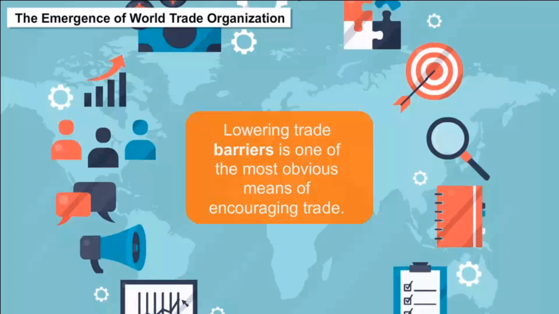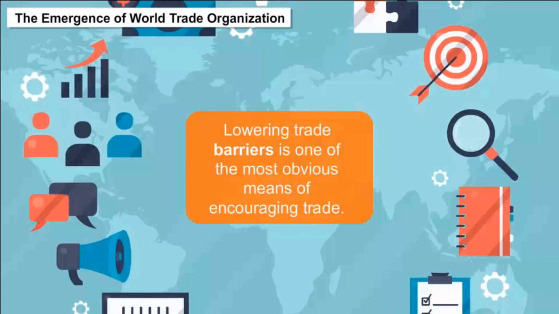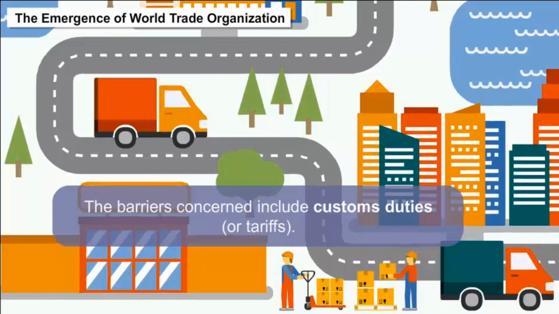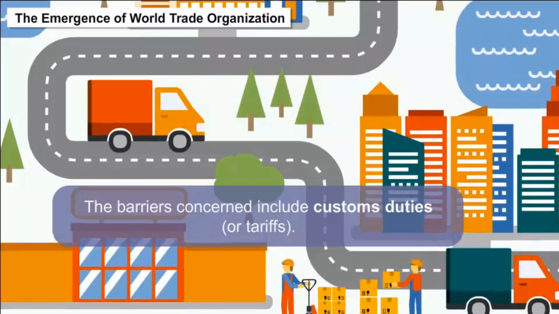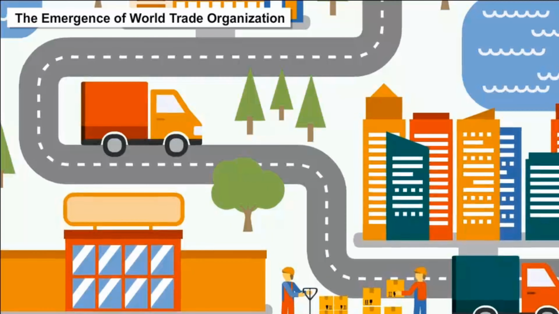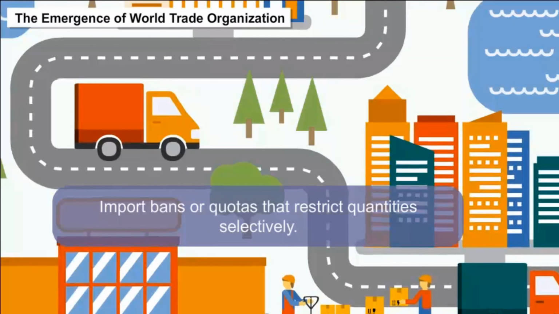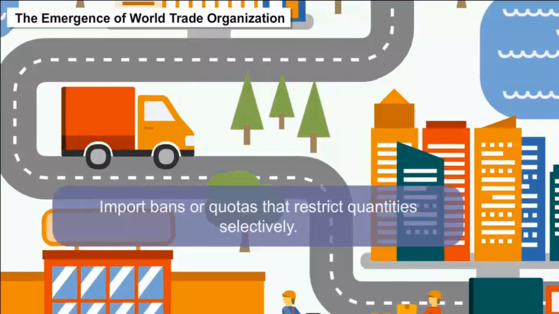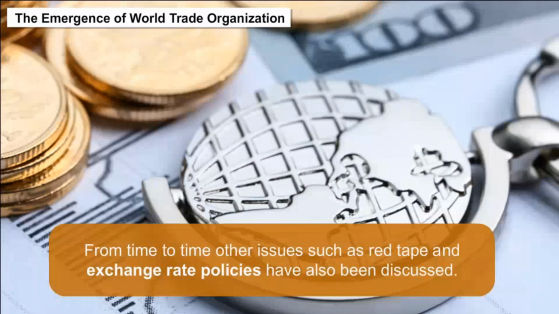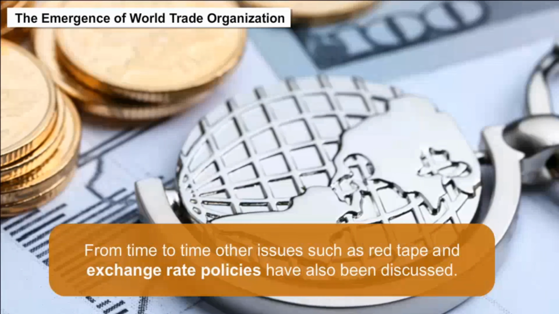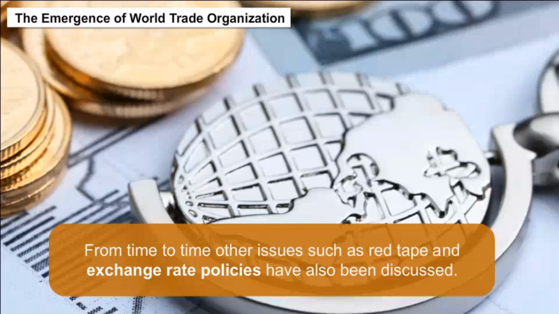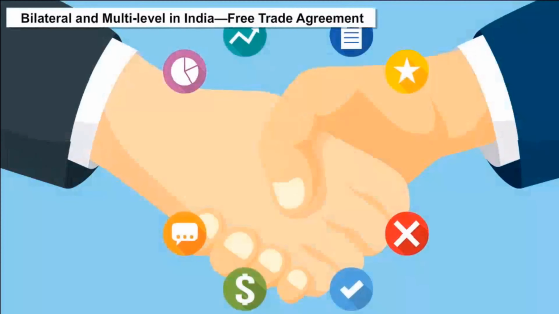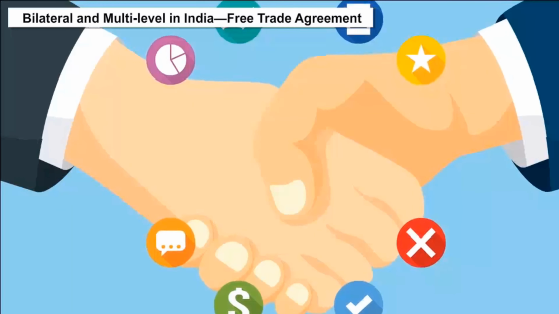Lowering trade barriers is one of the most obvious means of encouraging trade. The barriers concerned include customs duties or tariffs and measures such as import bans or quotas that restrict quantities selectively. From time to time, other issues such as red tape and exchange rate policies have also been discussed. Bilateral and multilateral agreements in India.